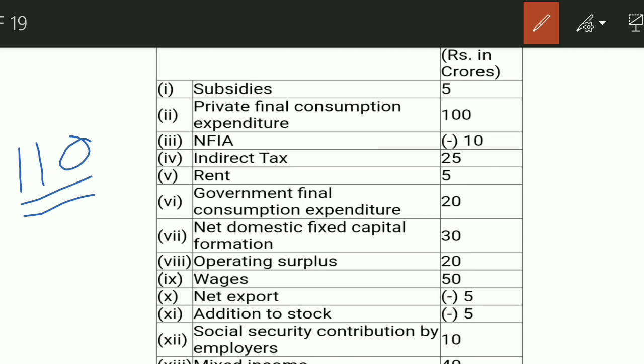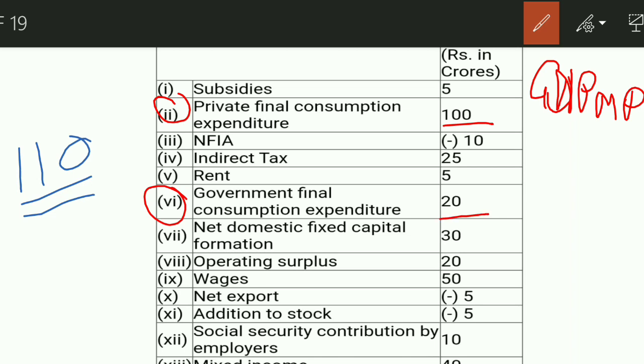You know that in order to reach national income from expenditure method, first we need to calculate GDP at market price, and then from GDP at market price we can reach national income easily. So GDP at market price is a sum of private final consumption expenditure, that is given here as 100, plus government final consumption expenditure, that is 20, plus gross domestic capital formation, and gross domestic capital formation, you know, is a sum of gross domestic fixed capital formation and change in stocks.